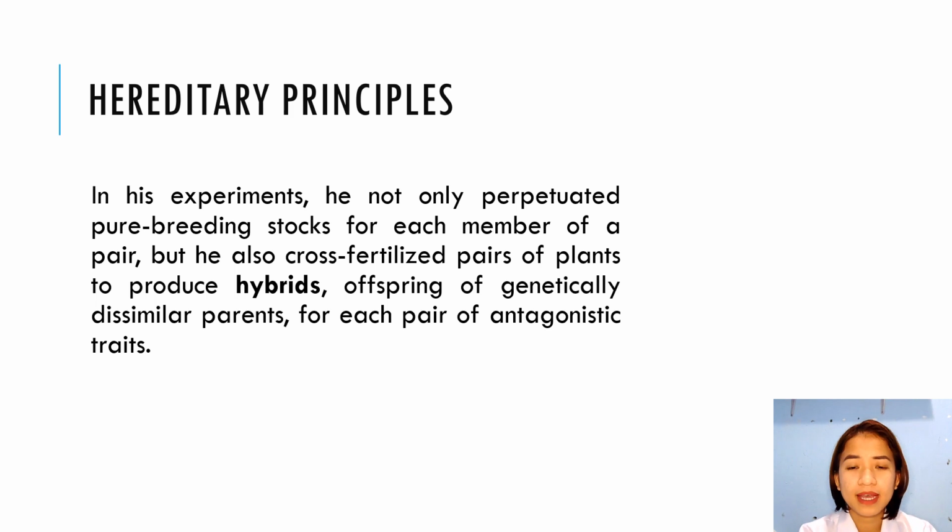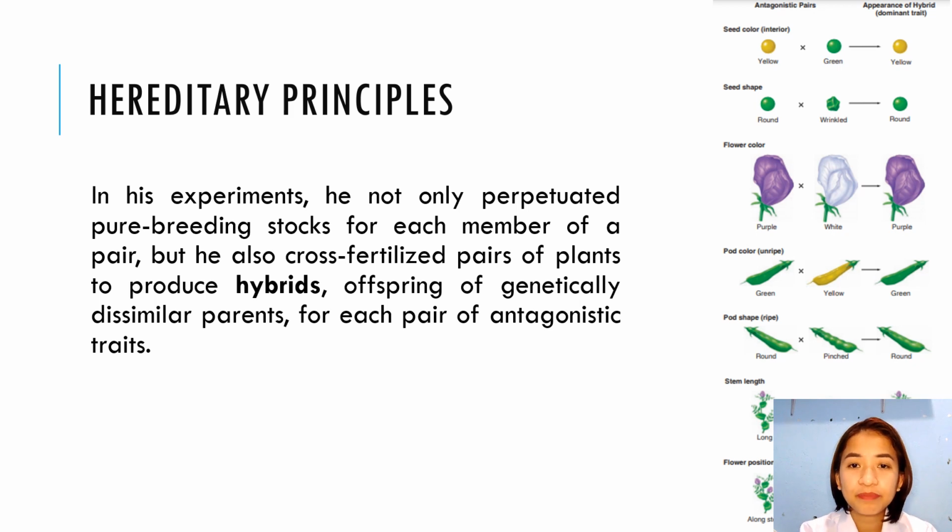In Mendel's experiment, he did not only use pure breeding stocks for the members of a pair, but he also cross-fertilized pairs of plants to produce hybrids, which are the offspring of genetically dissimilar parents for each pair of antagonistic traits. The mating of parents with antagonistic traits produces hybrids. Note that each of the hybrids for the 7 antagonistic traits studied by Mendel resembles only one of the parents. The parental trait that shows up in the hybrid is known as the dominant trait.